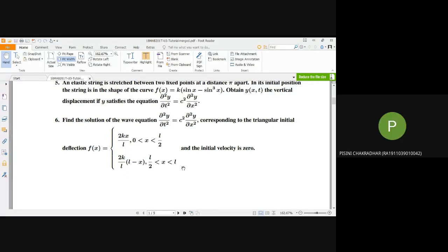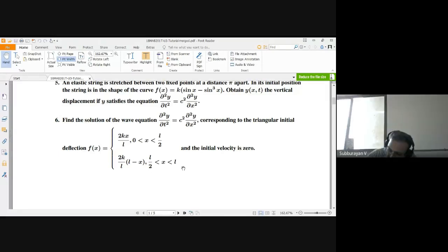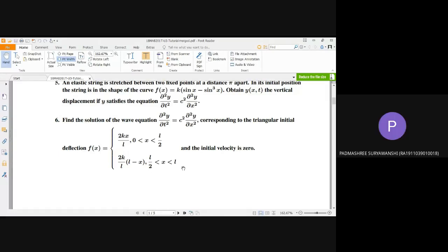y of 0 comma t is equal to 0. Very good. Second one, y of L comma t equal to 0. Third one, yt of x comma 0 is equal to 0. Very good.